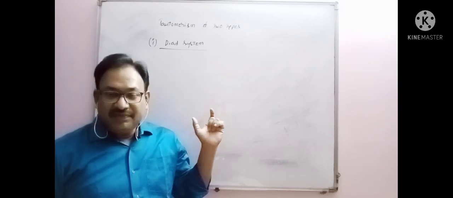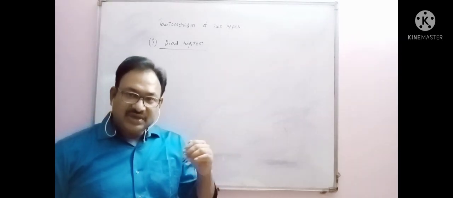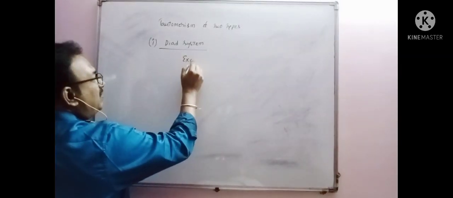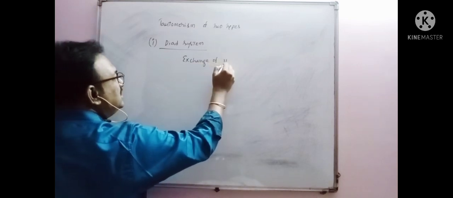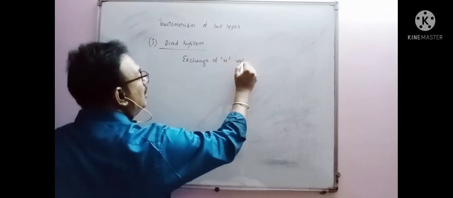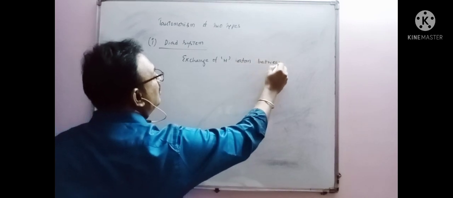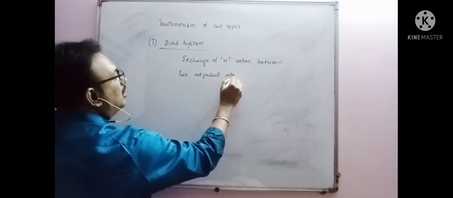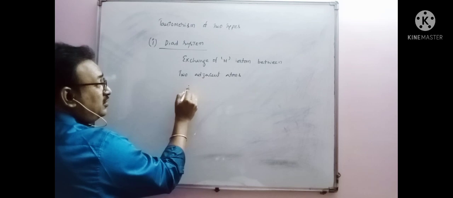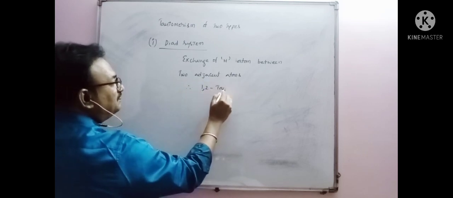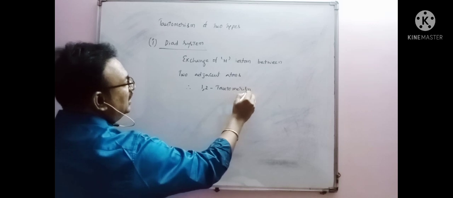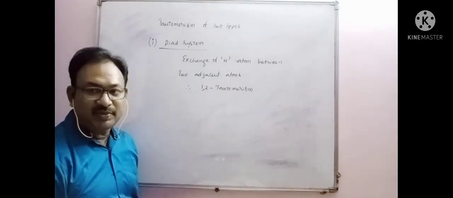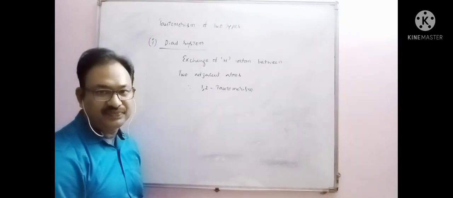These type of tautomers are because of exchange of hydrogen between two adjacent atoms. It happens due to exchange of hydrogen atom between two adjacent atoms. Therefore, it is also called 1,2 tautomerism. If the hydrogen atom is exchanged between two adjacent atoms, it is called a dyad system of tautomerism, also called 1,2 tautomerism.